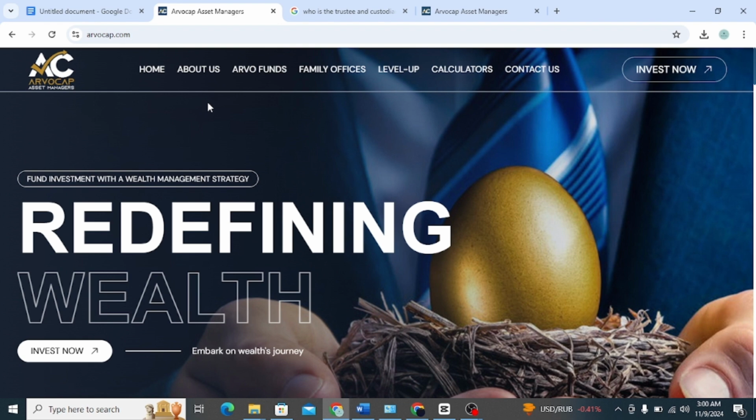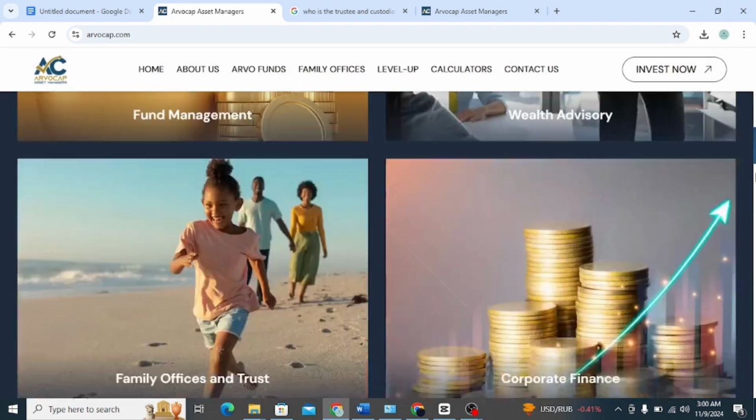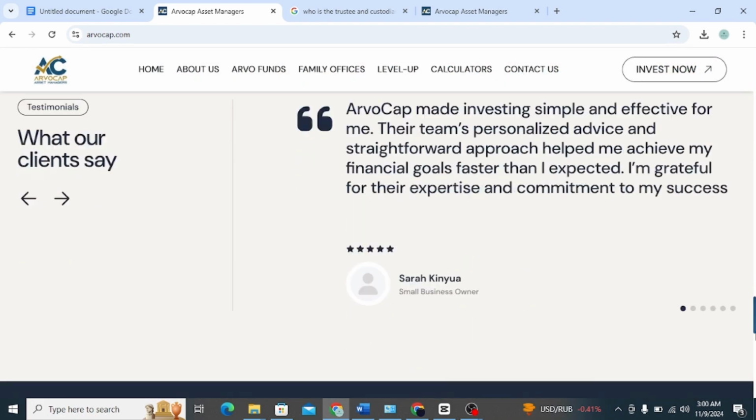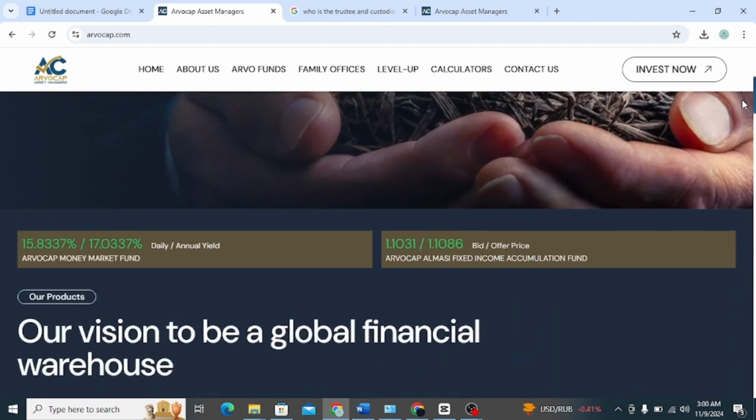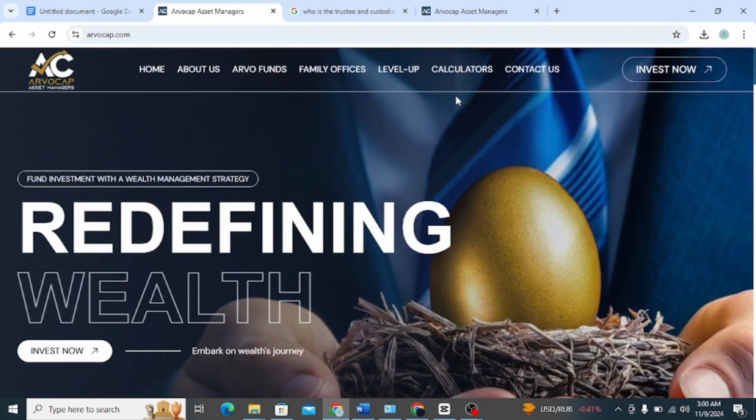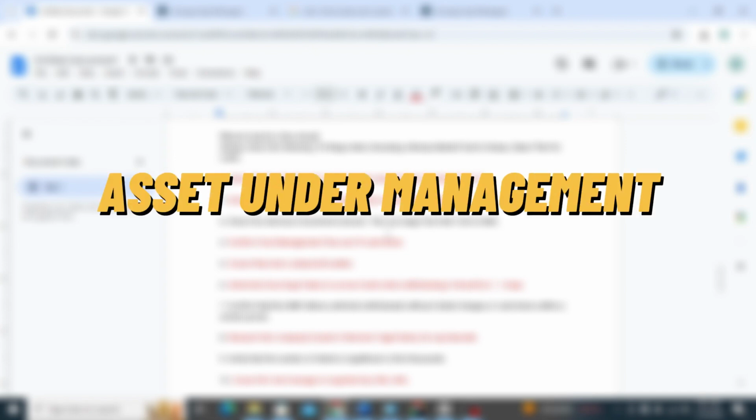It will get you to this page that I'm in. So let's just go to Avocap Asset Management and understand what goes on. As you can see, it's a very clean website. So there are some things that you need to understand when you want to invest in an investment fund. It could be a money market or a mutual fund, or any type of fund that is being offered by an asset management company.